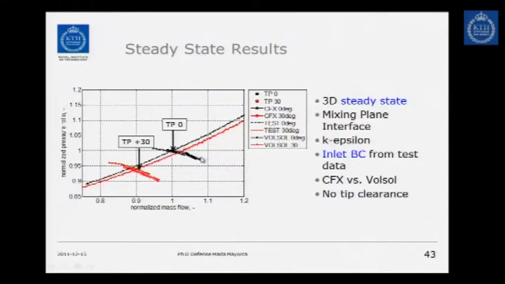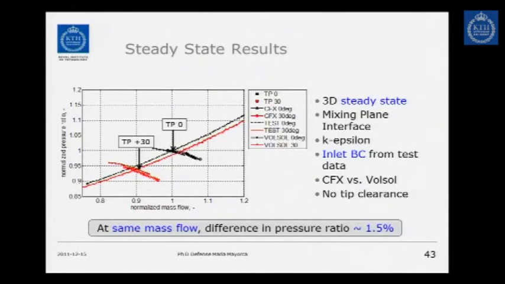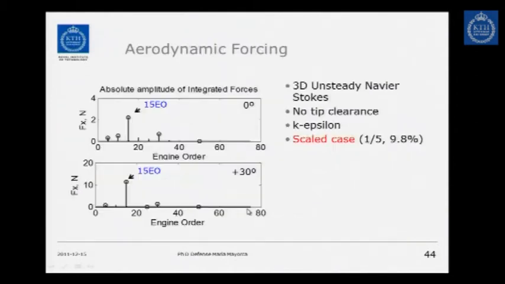So for the steady-state results, we have the speed lines of both cases. This is for the nominal case, for the 30 VIGV case, and this is the test speed line. We have done this using a mixing plane interface, using the k-epsilon turbulence model, and with inlet boundary conditions from the test data. The steady state we did with two solvers, CFX and Volsol, and there is no tip clearance. And then what we got here is that at the same mass flow as the test, the pressure ratio of the speed line with respect to the test was around 1.5% different.